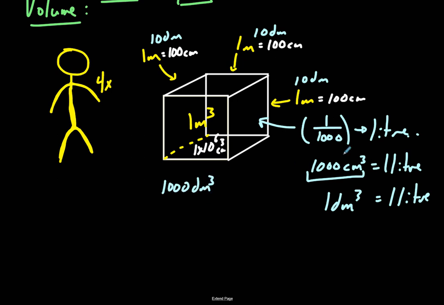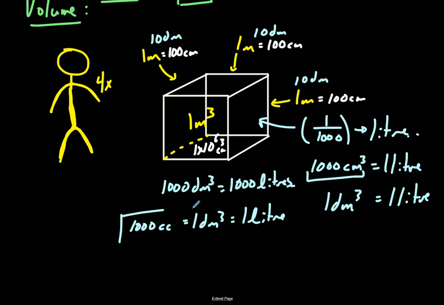And by definition, there's 1,000 liters in here. So 1,000 cubic decimeters equals 1,000 liters. All right? Or 1 cubic decimeter equals 1 liter, which is the same as 1,000 cc's. Okay? So that's how we convert back and forth between these things. And that is actually the convenience of the metric system, right? You can convert between volume units and length units and metric volume units fairly quickly.